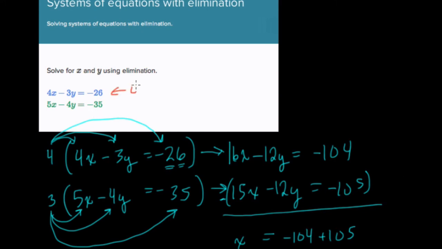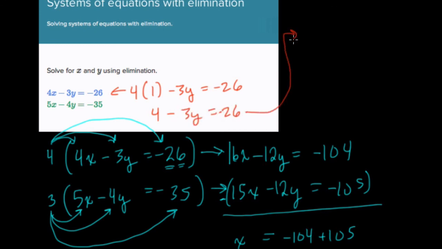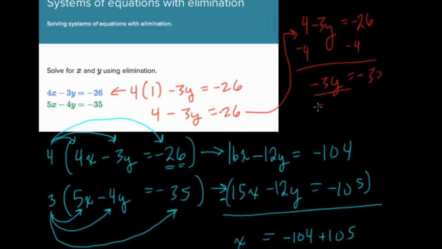Take x, plug it into either equation. I'll choose the first. We have 4x, or 4 times 1, minus 3y equals negative 26. That means 4 minus 3y equals negative 26. Solving for y, I would subtract 4 from both sides. Negative 3y equals negative 30. Divide both sides by negative 3. And y equals, well, negative 30 divided by negative 3 is positive 10. And we're done. So x is 1 and y is 10.